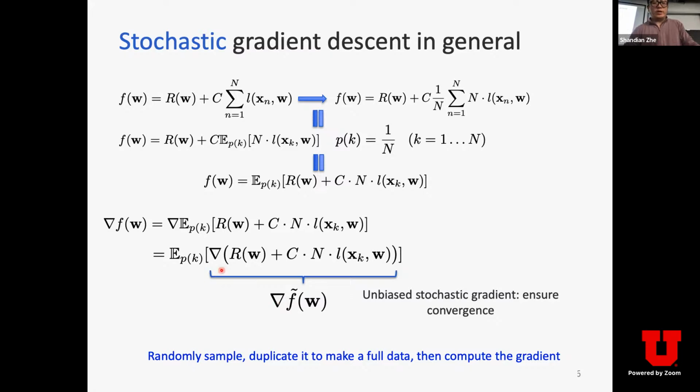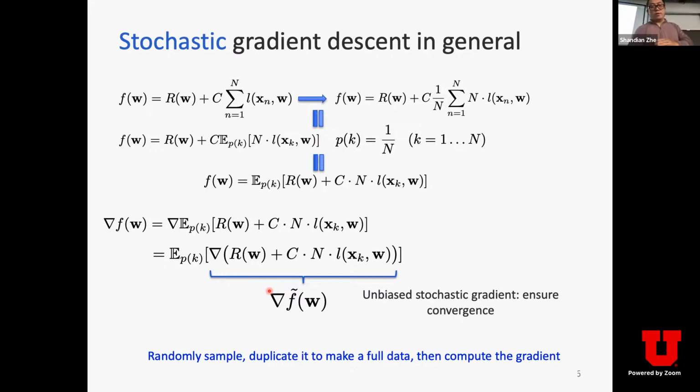That's why we should use the unbiased stochastic gradient. So basically, if you can compute the stochastic objective function and then calculate the gradient, then it is an unbiased estimate of the true gradient. Then you use this unbiased stochastic gradient to perform gradient descent, and it will guarantee the convergence.